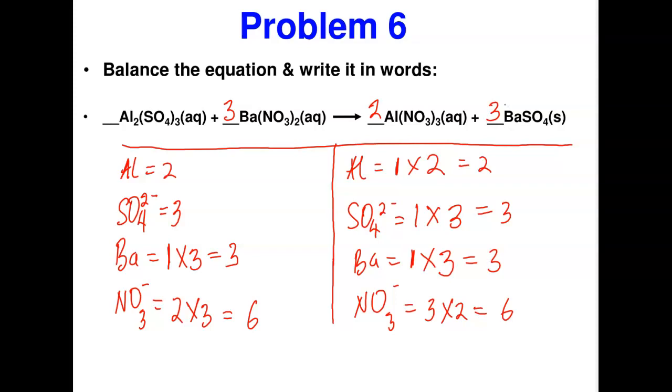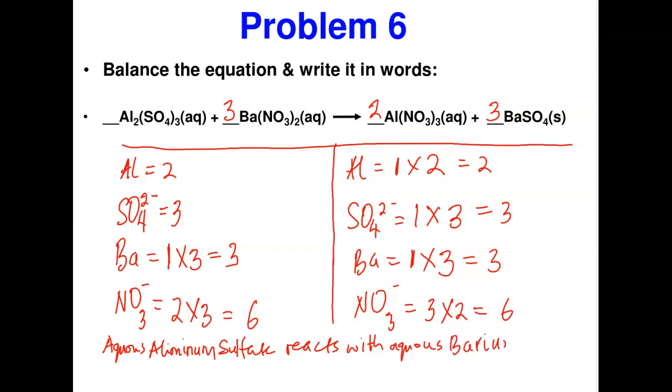Now, let's write it in words. I hope I have space. So it will be aqueous aluminum sulfate reacts with aqueous barium nitrate to form solid barium sulfate and aluminum nitrate.